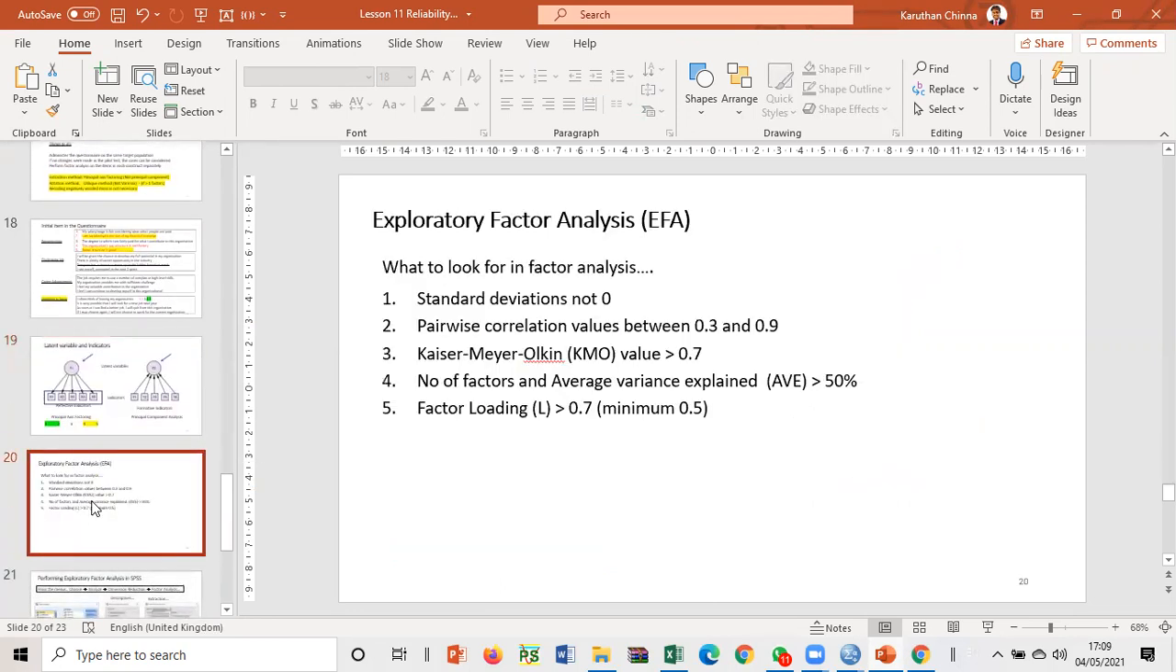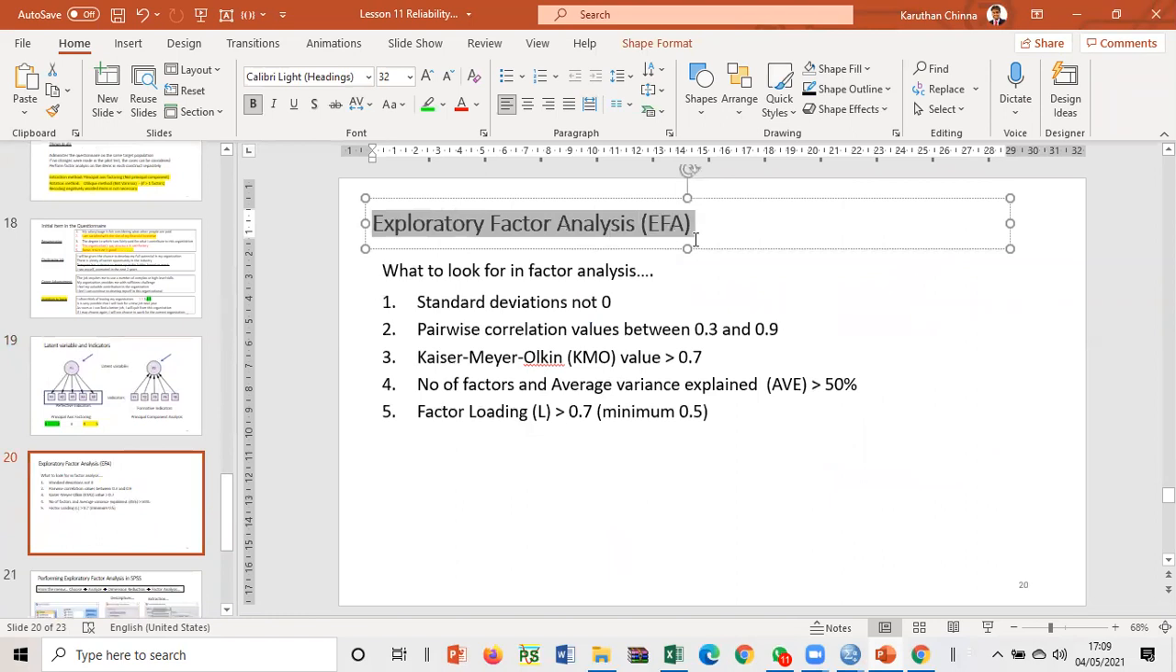So we're going to do exploratory factor analysis. Now we're going to look at the same thing as just now.